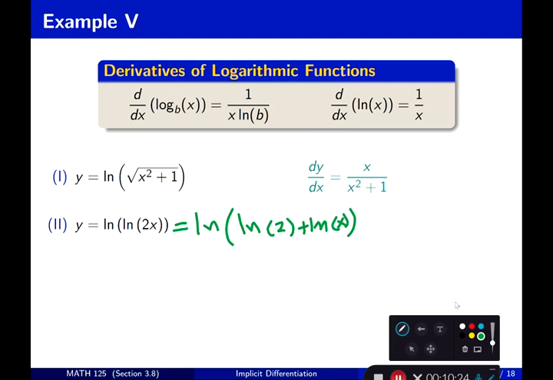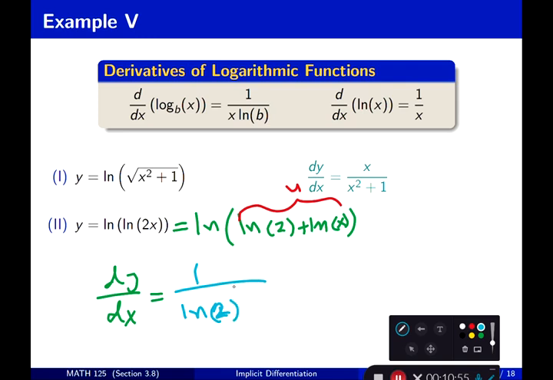dy/dx is equal to, u in here is going to be this part. This is u. So it's going to be 1 over u, 1 over inside, 1 over natural log of 2 plus natural log of x times derivative of u with respect to x. When you're taking derivative of u with respect to x, remember that natural log of 2 is a constant. So taking derivative of a constant is going to give you a 0. Taking derivative of natural log of x is going to give you 1 over x.